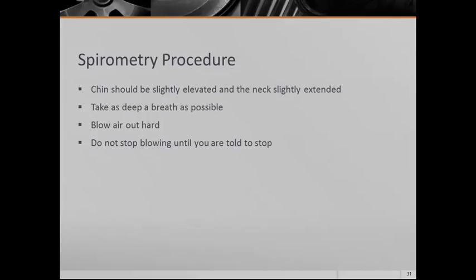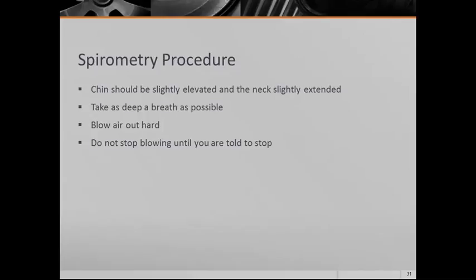Functional residual volume is the amount of air left in the lungs after a normal expiration. So this is actually a calculation that we do, which is the expiratory reserve volume plus the residual volume. There are no special instructions that we give the patient in doing this portion of the test.